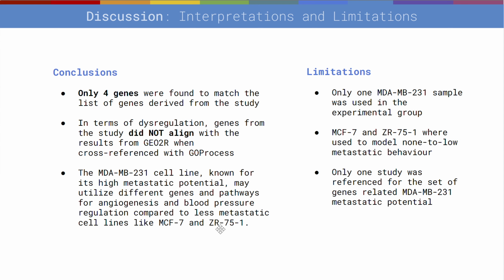So in a sense, even though I'm doing this differential expression specifically for 231, if you reverse the experiment, this means the gene regulations will be different, will be the opposite, and it will reflect the status of these two, which basically is interesting. So the limitations in this study are that we only used one sample in this experimental group. We could have used more if there was. These two were used to model non-to-low behavior, so these two were used as controls. Maybe there are other cell lines that are a better candidate for controls. And this study only referenced the set of genes from one study.